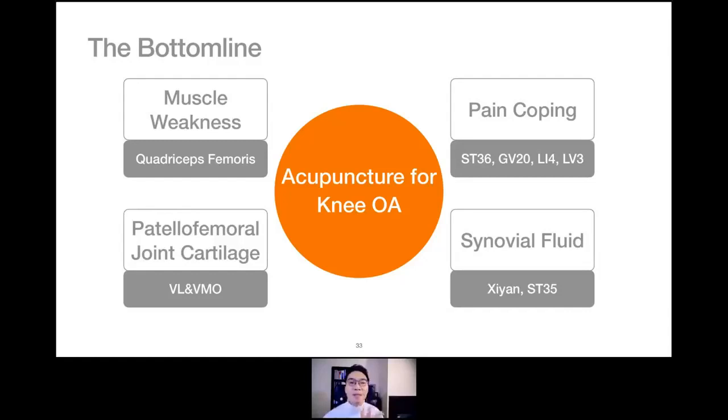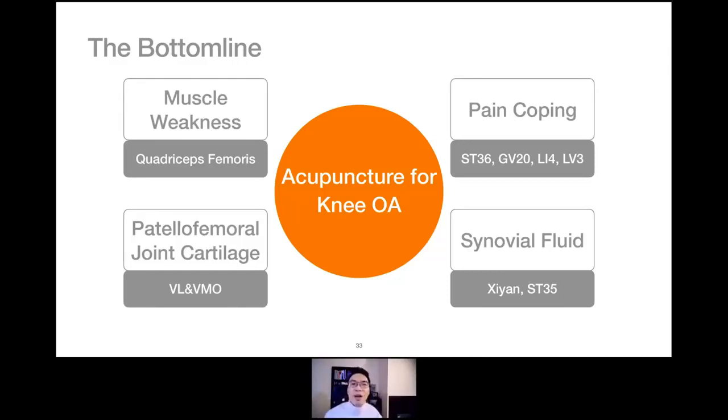As a bottom line, acupuncture for knee OA can be subdivided into a multifaceted approach, and I want to explain each facet. The muscle weakness can be treated by stimulating the quadriceps femoris immensely by giving a decent amount of electrical stimulation with our electrical stimulation machines. And the patellofemoral joint cartilage can be protected by rebalancing between the vastus lateralis and the vastus medialis obliquus, which can be detected by muscle strength test or pinch roll over the muscle.